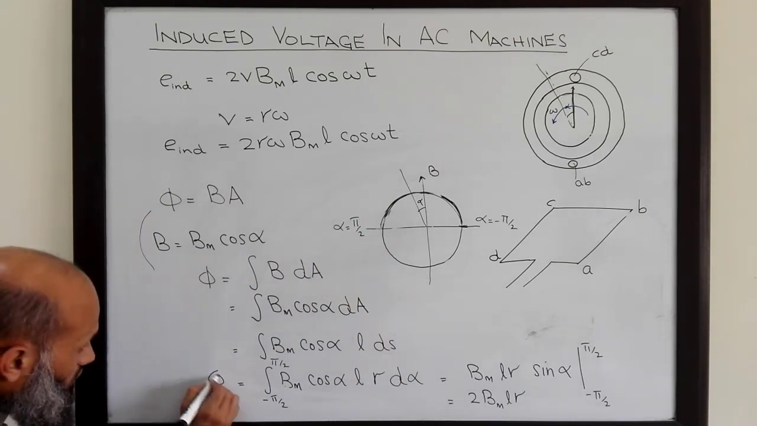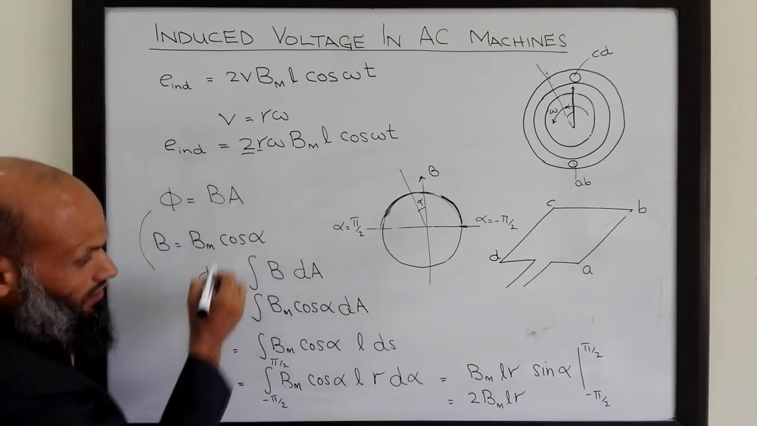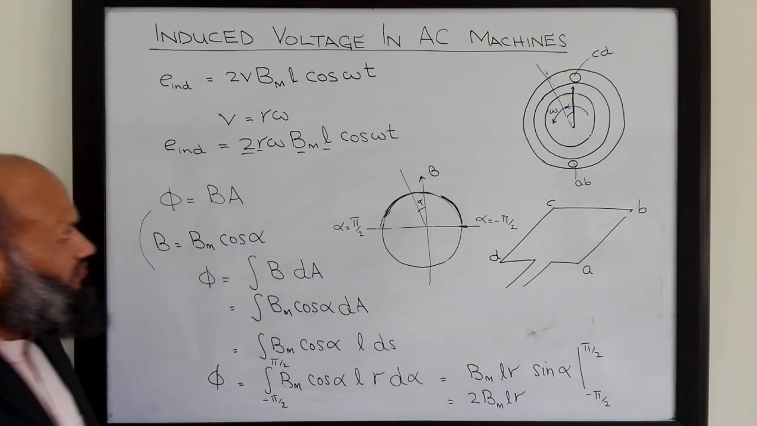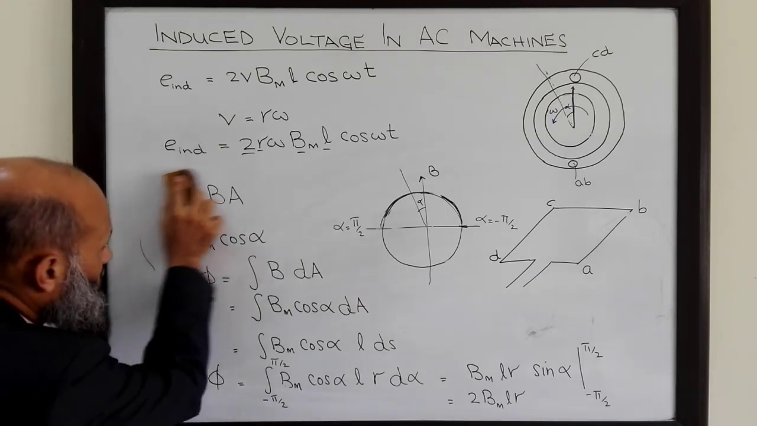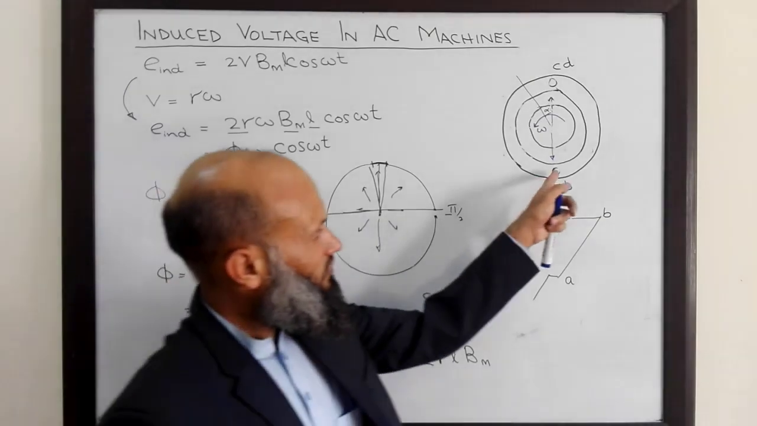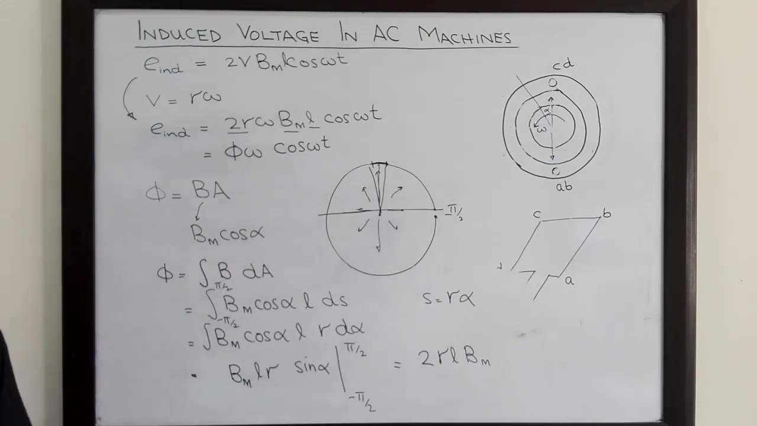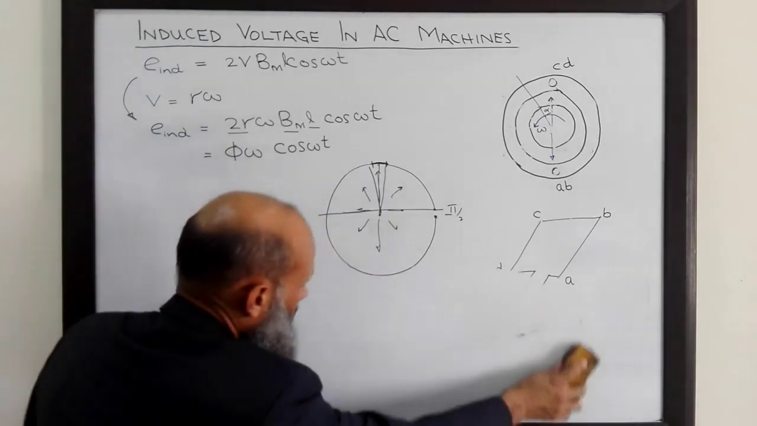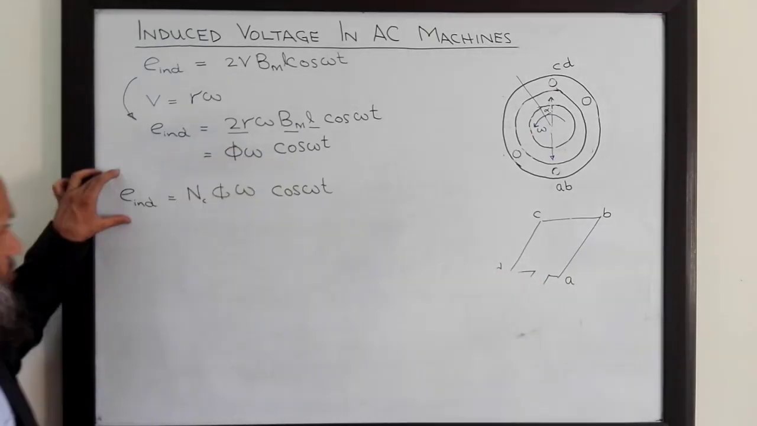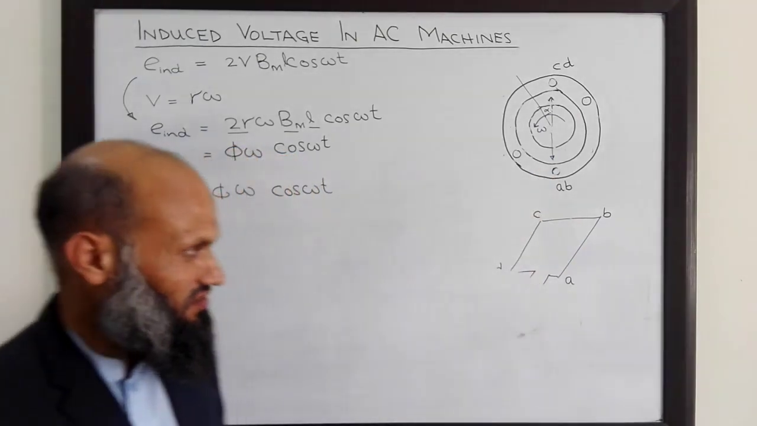Hence the total flux in the machine is given by this relation, 2 r L Bm, that is equal to the total flux in the machine. So we replace that total flux into the expression over here and we get this relation. Over here we have assumed a single turn of the coil. If there are multiple turns, then how much voltage will be induced in the coil? In that case, the voltage induced in the coil will be equal to this expression, when we have NC turns on this coil.